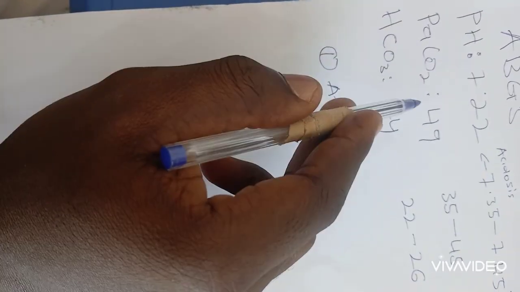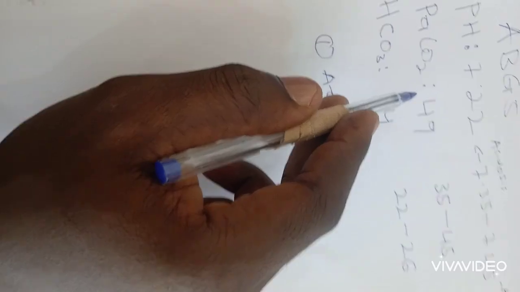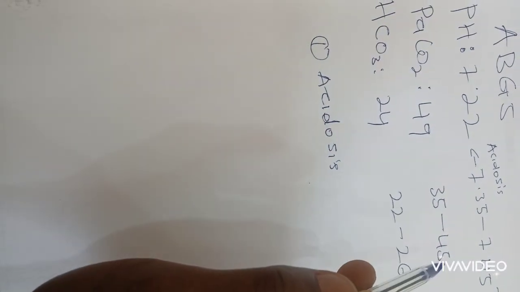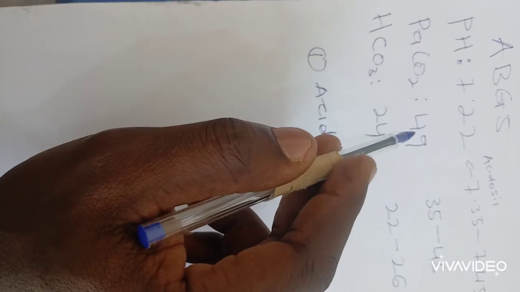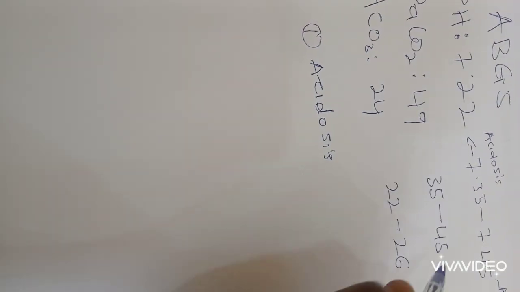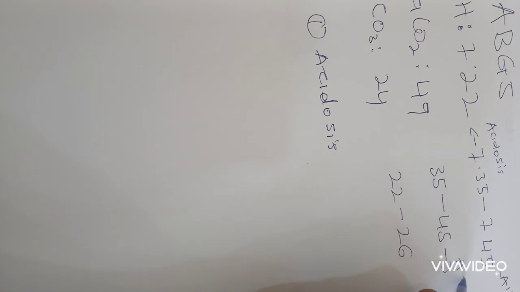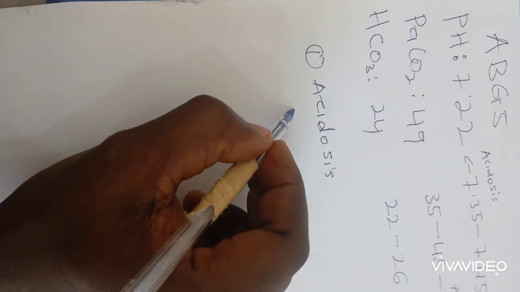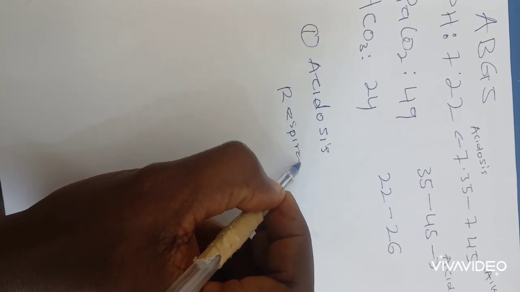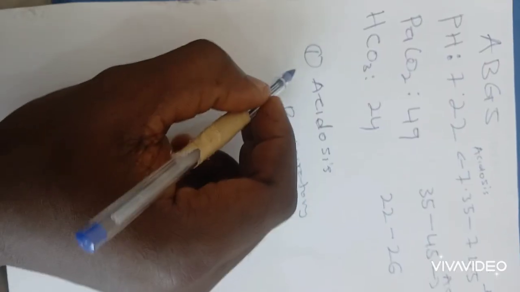And now let's look at the CO2. For the lung, the CO2. Is it respiratory acidosis or respiratory alkalosis? Now, high CO2 also represents acidosis. So high means acidosis. So now we have what? Respiratory acidosis. That's for the second point.